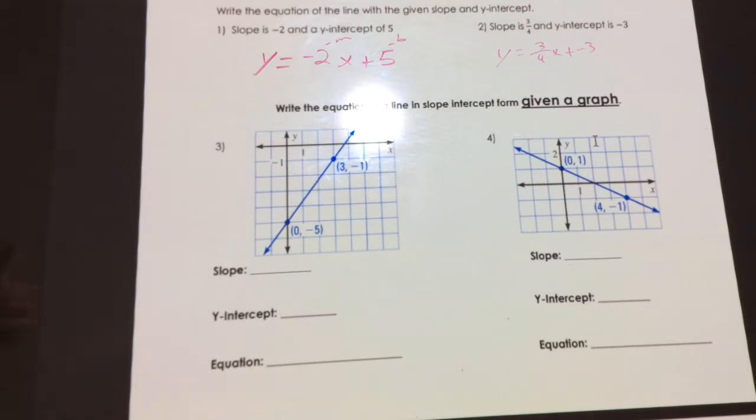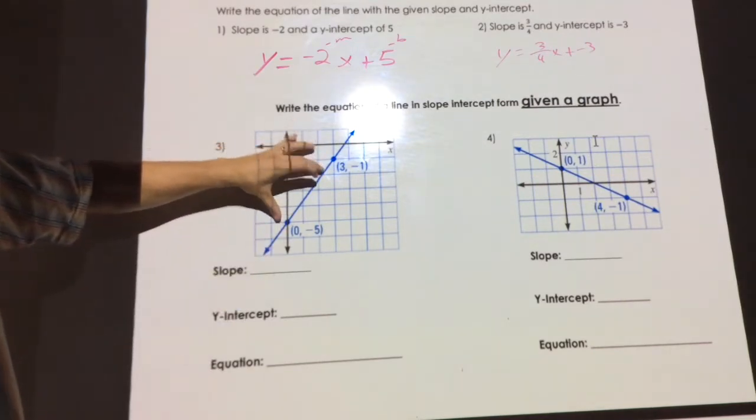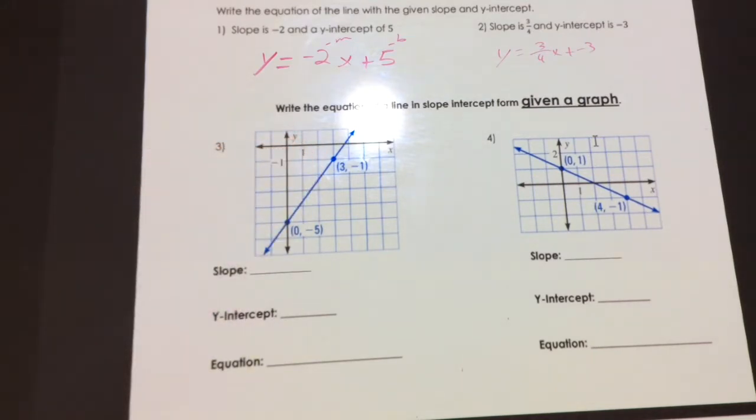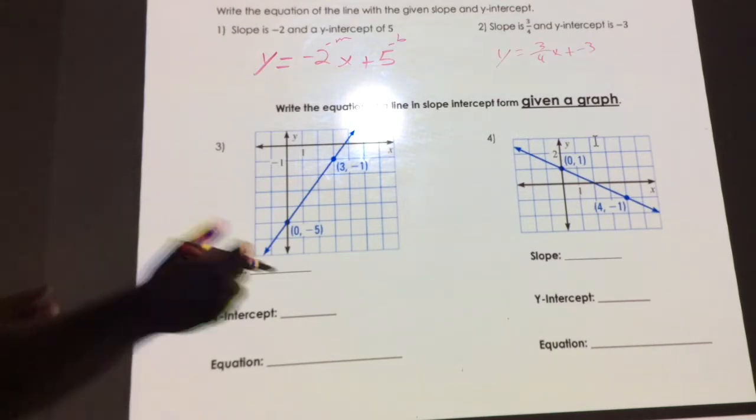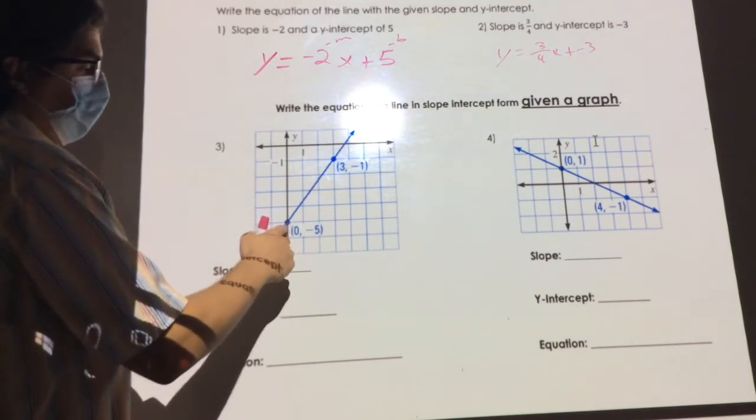Okay, so the first thing we want to do is figure out what is the slope of these points. Now, you have 3 options for this. You can do rise over run, you can plug it into the calculator, or you can use the slope formula y2 minus y1 over x2 minus x1. We're all okay with that. So what I'm going to do here is literally do rise over run.